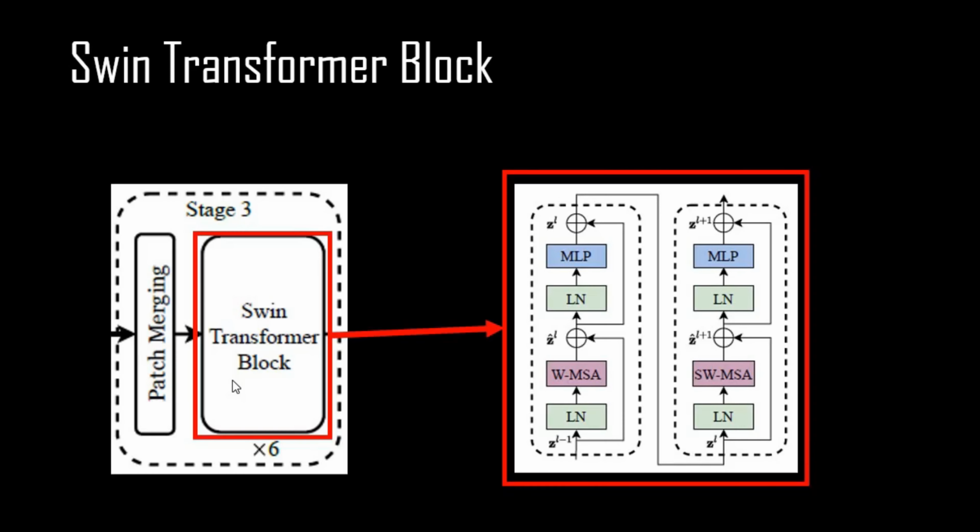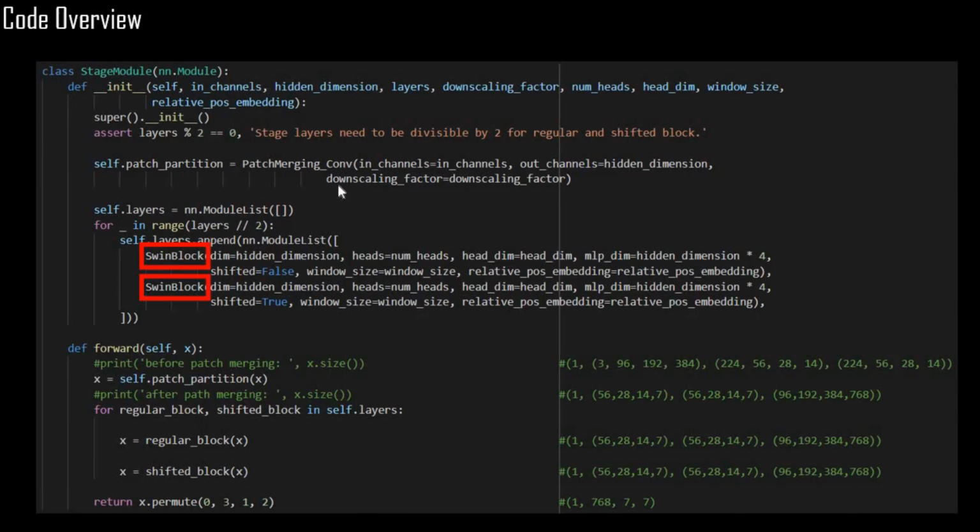Okay, and then we started talking about the Swin transformer block, and you can see the details here. And in our code, in our stage module class, we see the Swin transformer blocks. The first one was the normal one, and the second one is the shifted one.